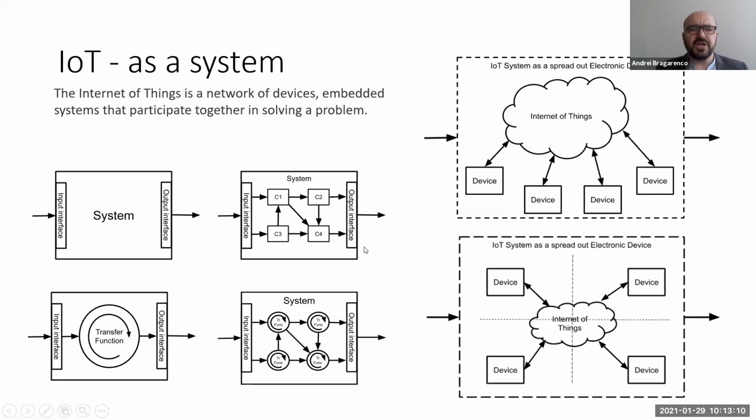Okay, so just a remark that in IoT as a system, the whole Internet of Things system can be abstracted as a single device. What that means is that we have some information from outside, and the system is processing it. Because what is a system? A system is a collection of components that are working together to produce a result.